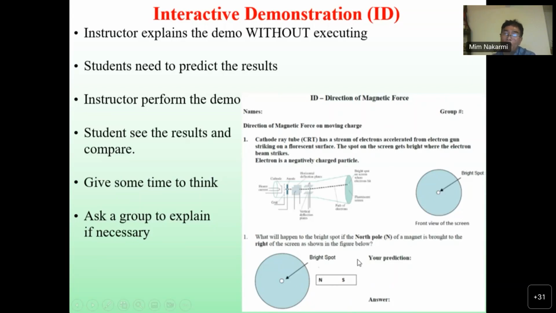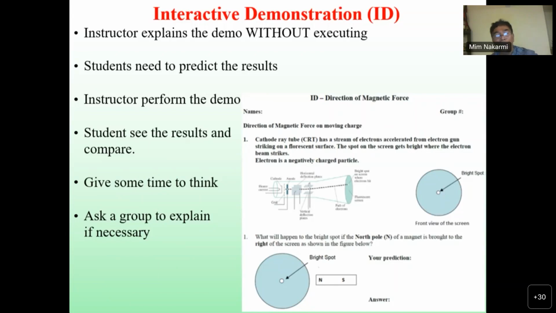The electron beam is coming, they have to use the right hand rule, and the north pole is coming here, so what's the direction of the magnetic field? And it is a negative particle. So based on that, they will put their answer on the paper. They have to write it down. After that, I will really perform the activity, and they see the real result. And once they see the real result, if their answer is correct, that makes sense to them. And if it is not correct, they will think about why their answer was not correct.